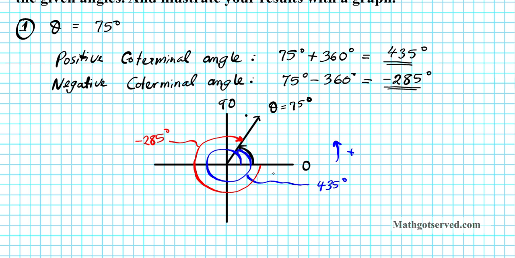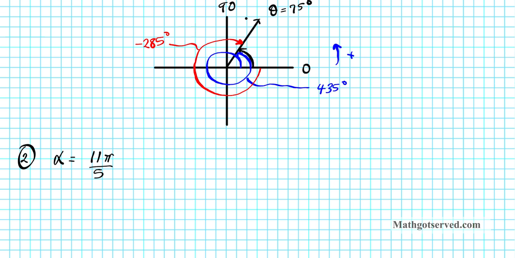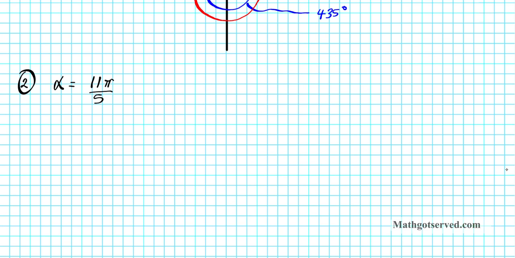All right, let's take a look at another example. For number 2, what if we have alpha equals 11 pi over 5? Now we're going to find a positive and a negative coterminal angle. Let's start with a negative coterminal angle first.